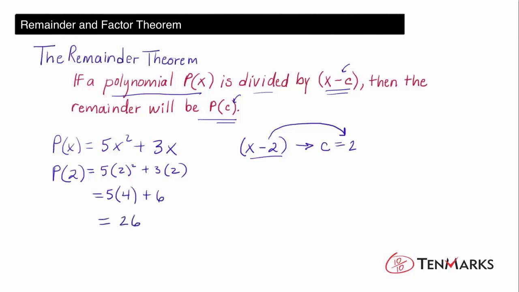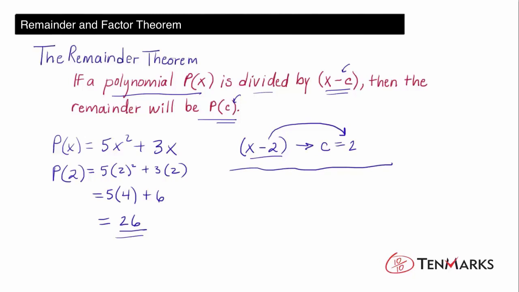Now let's see what this is supposed to tell us. If we evaluate p of 2, then that should be the same value as the remainder when we divide x minus 2 into our polynomial 5x squared plus 3x. And let's see if that really happens. We could use synthetic division or long division. I'm going to go ahead and use synthetic division on this one.